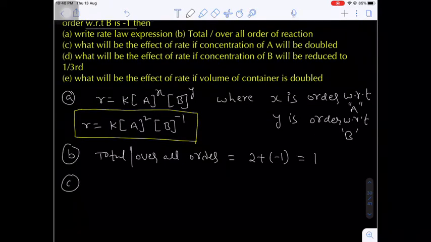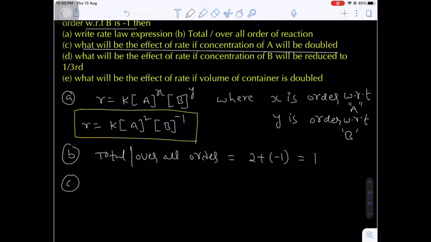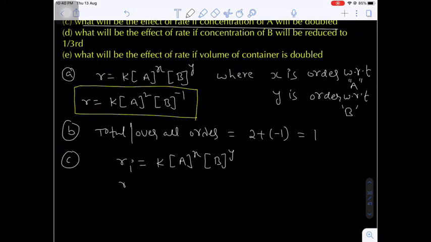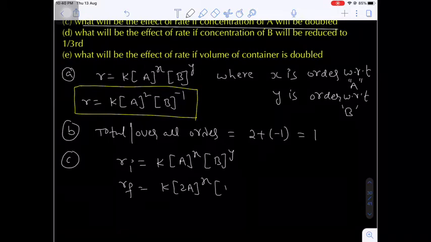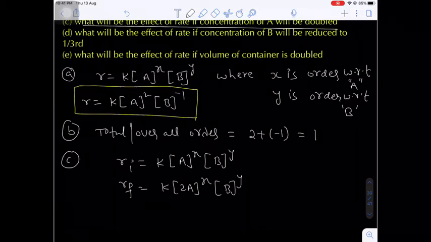Okay. Now the question number C. What will be the effect on the rate if the concentration of A is doubled? That means only the concentration of A is doubling, and the concentration of B is not changing. Are you getting my point? Let's suppose the initial rate of the reaction, Ri, is equal to K into A to the power x into B to the power y. Now what is the information given? The concentration of A is doubled. Let's suppose I am changing the concentration of A to 2A, so the rate changes. Now we have to find how many times the rate changes.